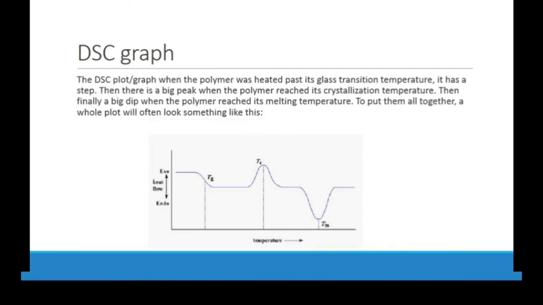In the DSC plot, when the polymer is heated past its glass transition temperature, it has a step. Then there is a big peak when the polymer reaches its crystallization temperature. Then finally a big dip when the polymer reaches its melting temperature. To put them all together, a whole plot will often look like this.